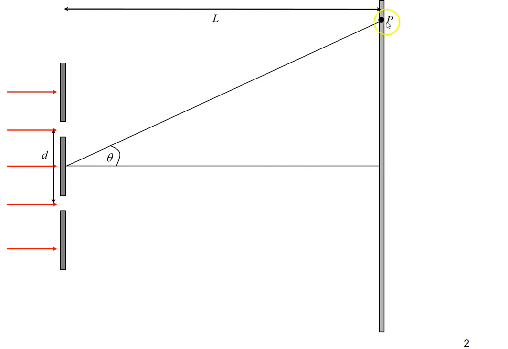I can again reference that point P with an angle theta. Then what Young said is, look, the light is going to spread out when it goes through these two slits, and again, that's the nature of waves that we call diffraction. What Young says is, let's treat this as if we have two sources of light.